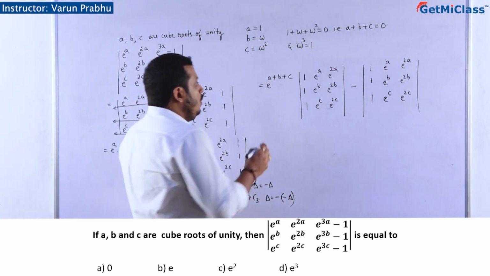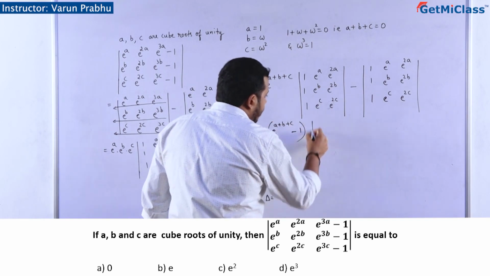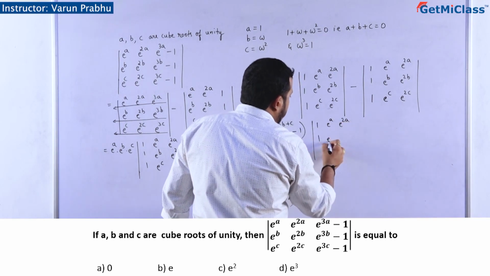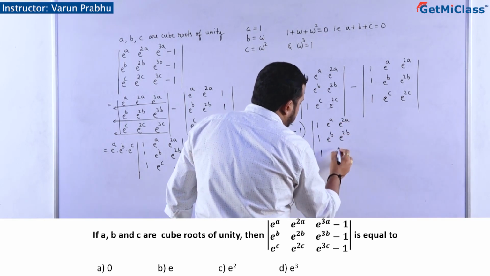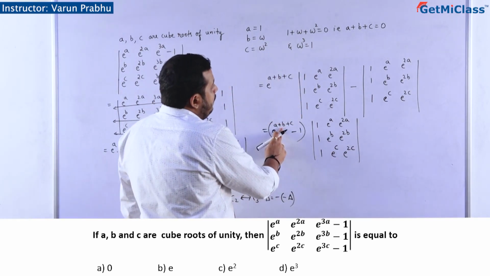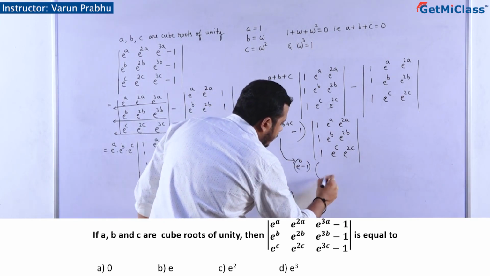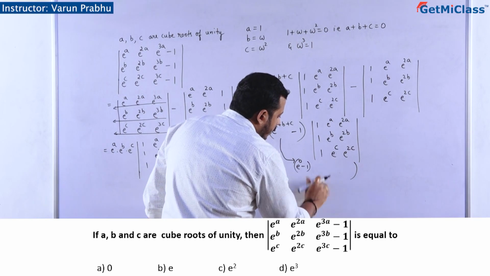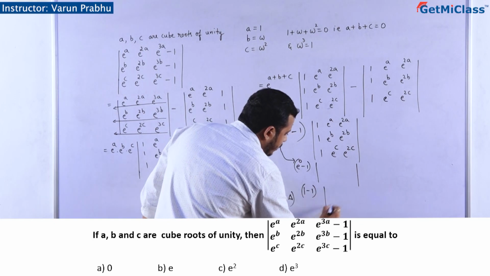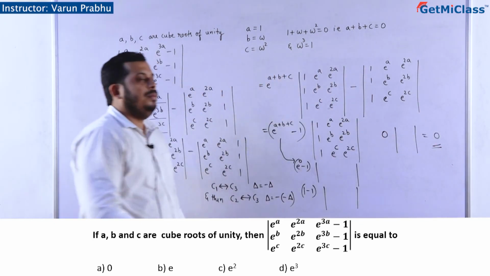Correct or not? So here I can say e power A plus B plus C minus 1, because I'll take out this common. What is common? 1, e power A, e power 2A; 1, e power B, e power 2B; and 1, e power C, e to the power 2C. Is it okay? Now e power A plus B plus C is equal to 0, right? If you concentrate on this part, e power 0 minus 1 into this determinant. I'll not waste time writing it. E power 0 is 1, so 1 minus 1 into this determinant is 0 into that determinant. 0 into a determinant is equal to what? 0 will be the answer to the question.